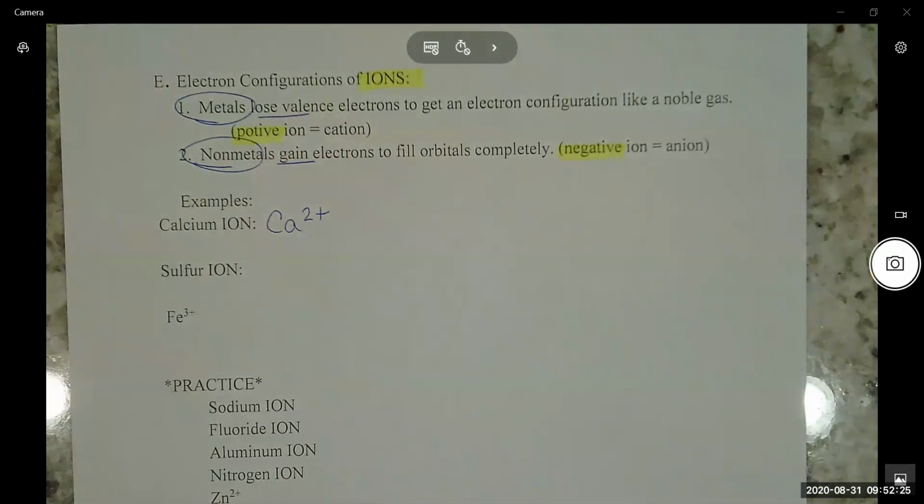I don't have my periodic table. That's not helpful. Okay, you guys have your periodic table in front of you.